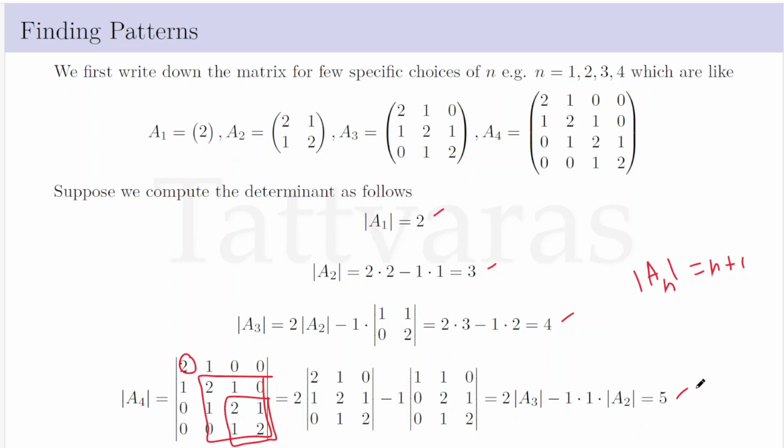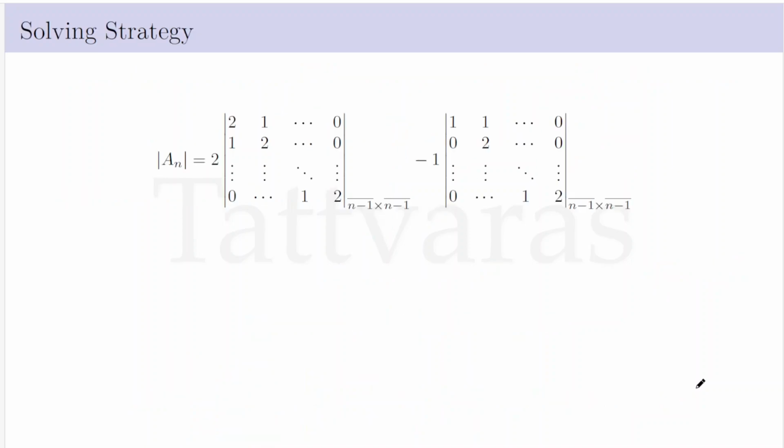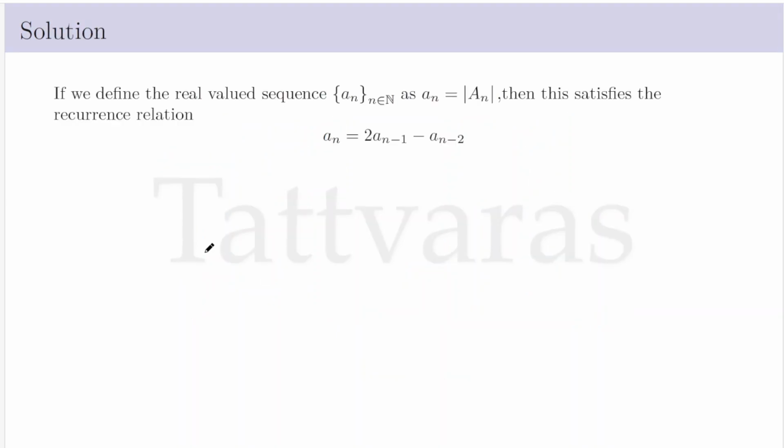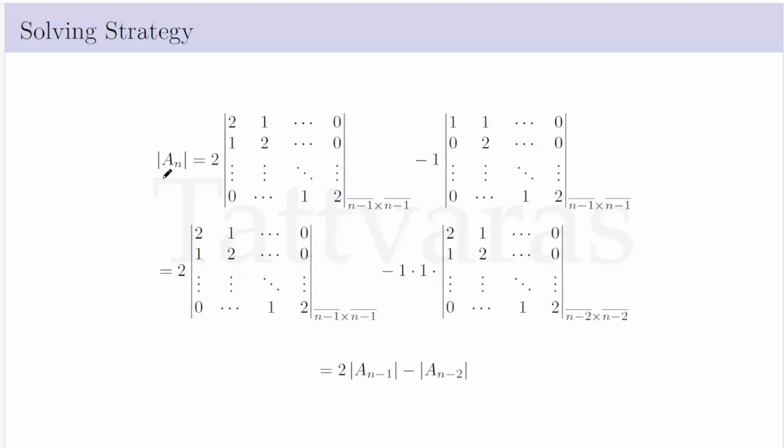So we will take a general A_n, and do a similar Laplace expansion. If we expand in a similar manner, we will obtain these two terms. The rest of the terms will be 0. If you expand further, we will obtain 2 times the determinant of A_(n-1) minus 1 times the determinant of A_(n-2). So here is the recursion: the determinant of A_n is twice the determinant of A_(n-1) minus the determinant of A_(n-2).